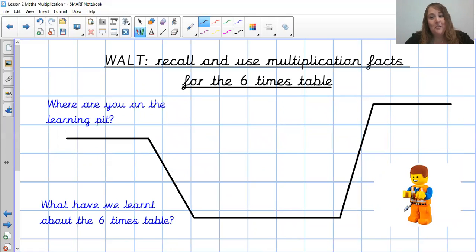Then just have a think where you'd be on the learning line. Have you found today's lesson easy? Have you found it quite tricky? Have you grown in your learning? Because remember, it's not always easy, but as long as we are trying, that's all I can ask from you.